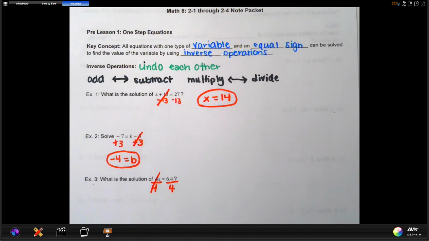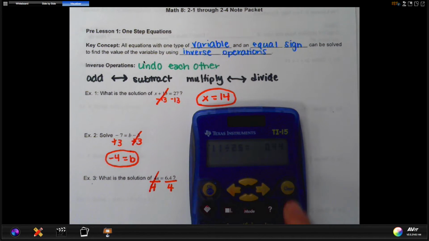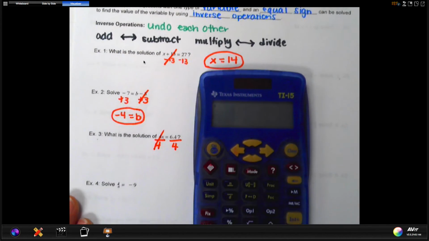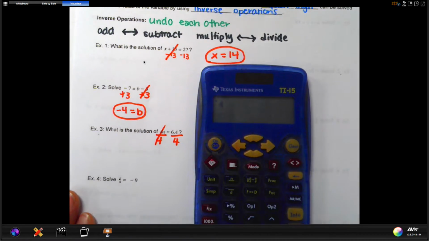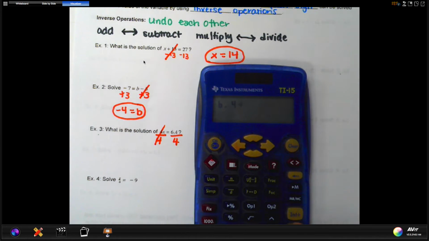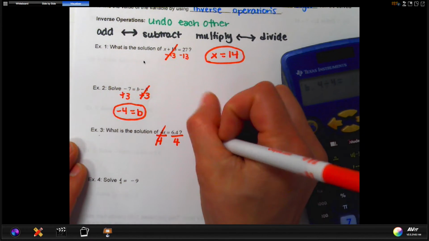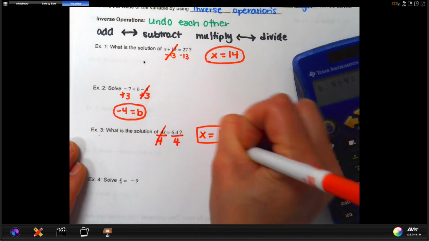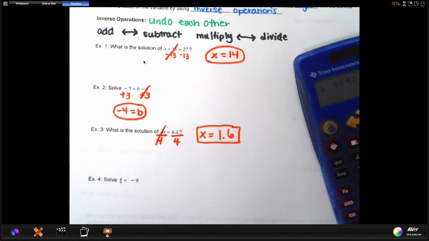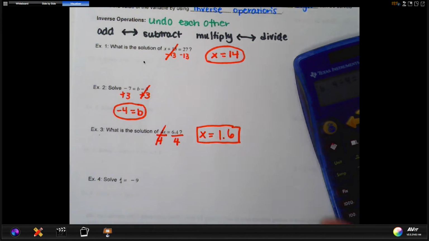Now, don't be afraid here on some of these to use a calculator if you need to. So if you do this, 6.4, remember when you're dividing, you want to divide top divided by bottom, and you get 1.6. It is okay to get a decimal answer when you are solving equations. Okay, that's the next type.